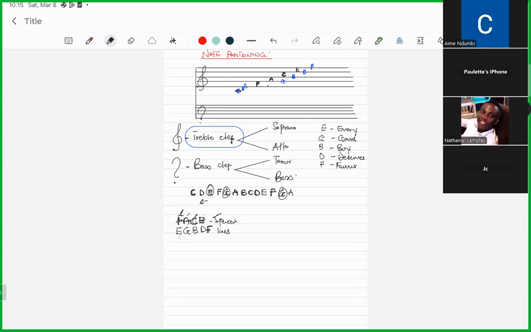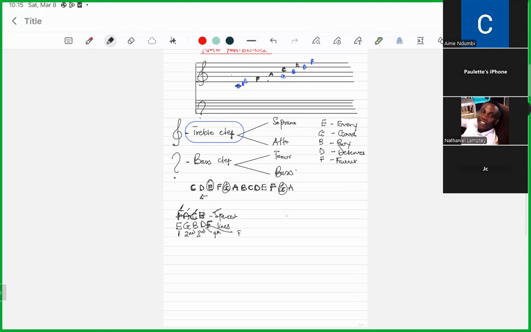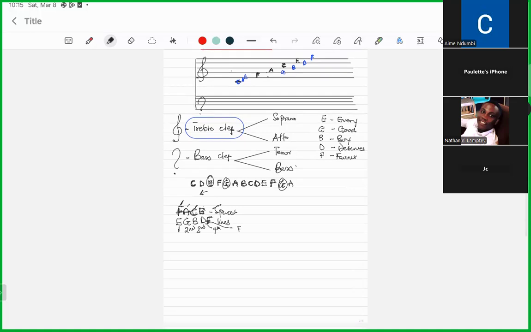Likewise, when we come to the lines, when you have a note on the first line, it's an E. Second line is a G. Third line is a B. Fourth line is a D. Fifth line is an F. So we've identified from F to F, but we have this C and D, which are not really on the line and space over here.